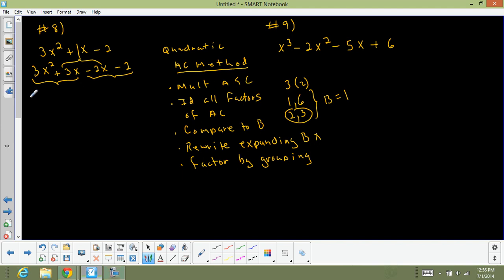The first pair, pretty obviously, both multiples of 3 and both multiples of x. So we factor those things out. And that leaves us with an x plus 1. And again, that's obtained by taking 3x squared and dividing it by 3x, being left with just an x, taking 3x and dividing it by 3x, and that gives us a 1. Remember, when you're factoring, you're dividing.